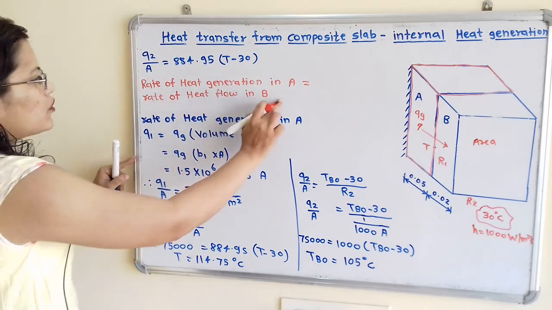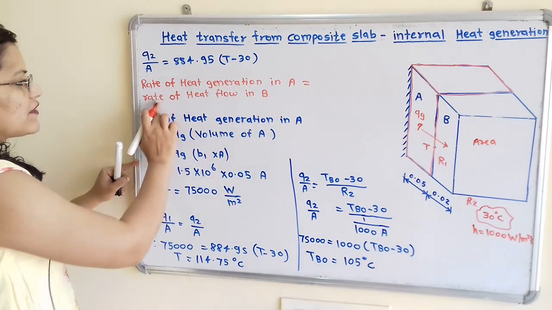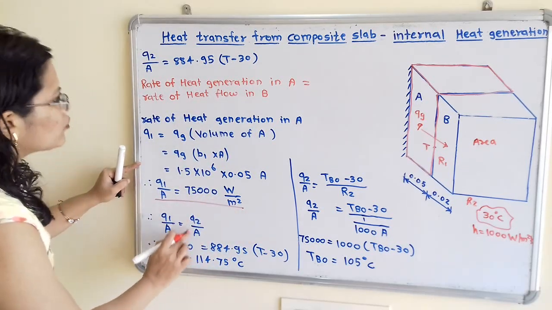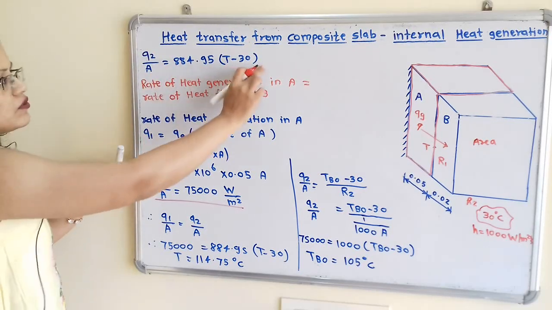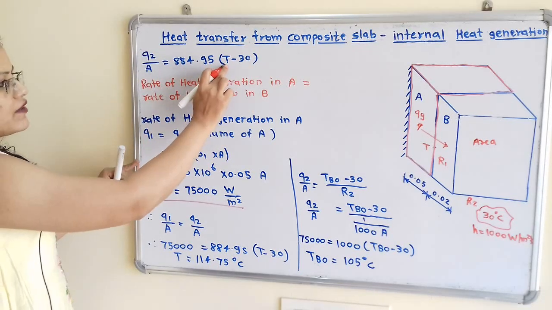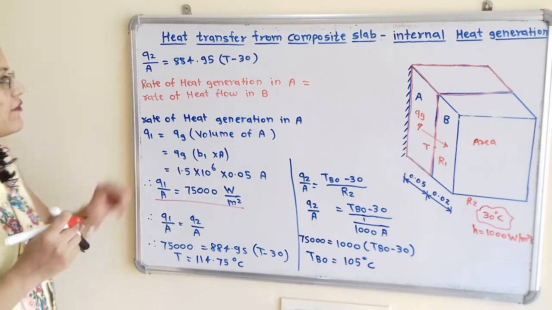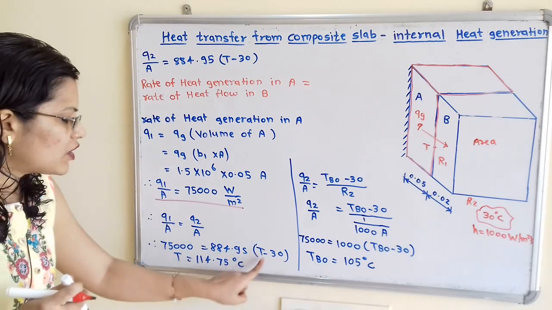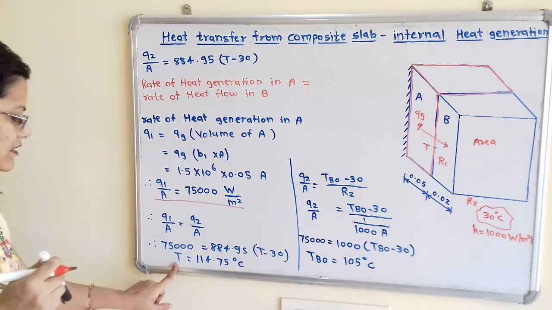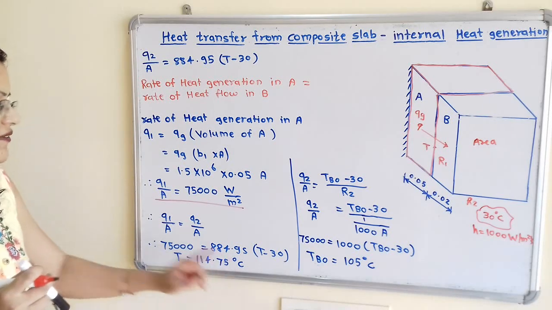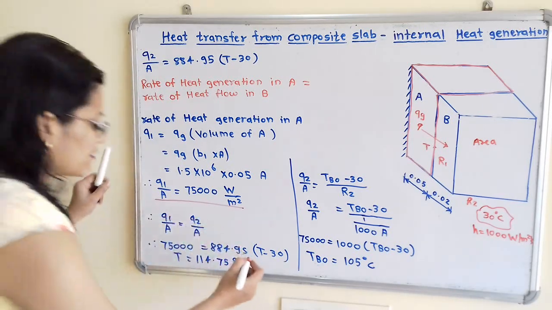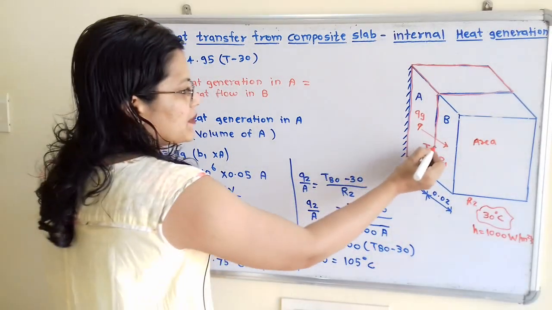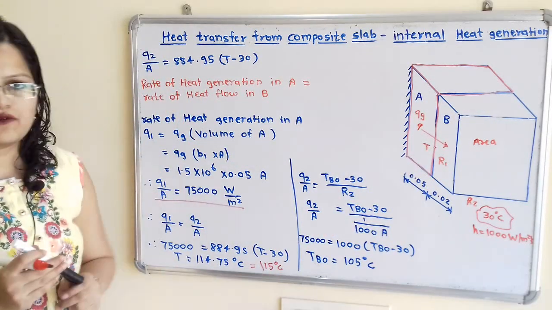So from this we can say that Q1 by A is equal to Q2 by A, but Q2 by A is equal to 884.95 into T minus 30. So if we put the value of Q2 by A, that is 75,000, then there is only one unknown term, that is T, and when we calculate this T, it is 114.75 degrees Celsius. So we can take this value as approximately 115 degrees Celsius. So here is the temperature T that we had to calculate.